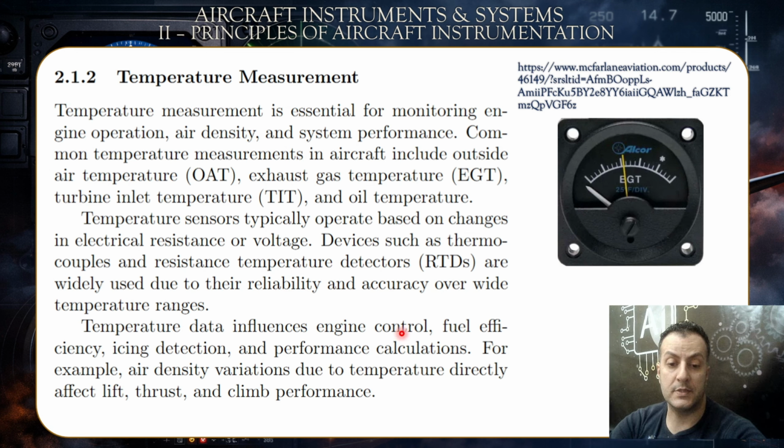Now, temperature data influences engine control, fuel efficiency, and icing detection. For example, air density variations due to temperature directly affect lift, correct? So the lift would be affected due to these fluctuations of temperature. Why? Because cold air is denser than hot air, so it will increase the lift and thus it will affect the performance of the entire aircraft.